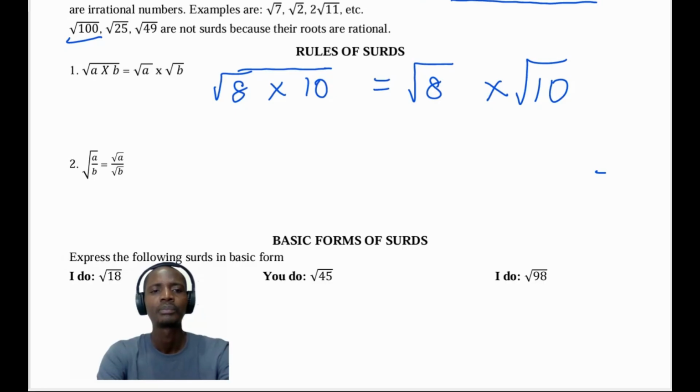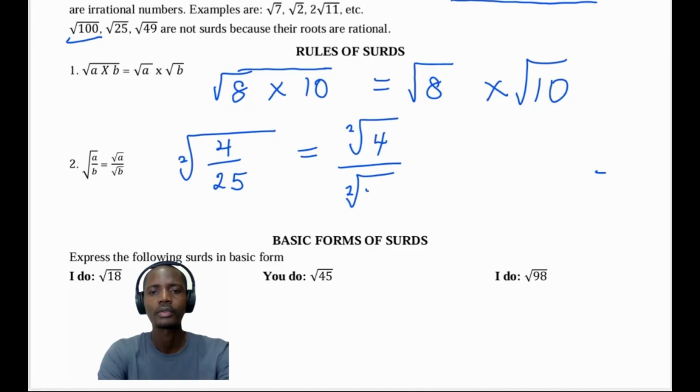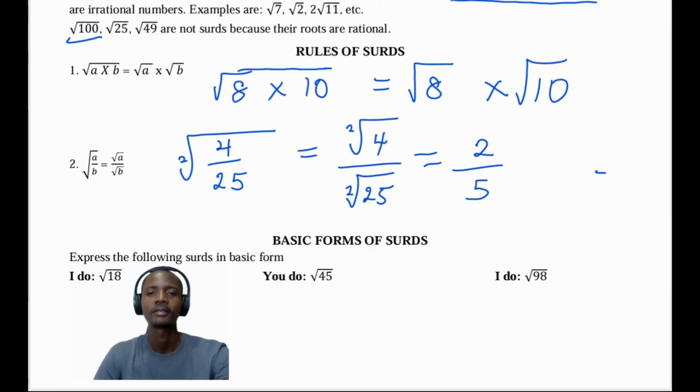What does this mean? It means if I have the square roots, this time around I'm using square roots. Let me put this here. The square root of 4 over 25, it means I can have it as the square root of 4 over the square root of 25. Now, we know that the square root of 4 is 2, and the square root of 25 is 5. So it means the answer is 2 over 5. Exactly.